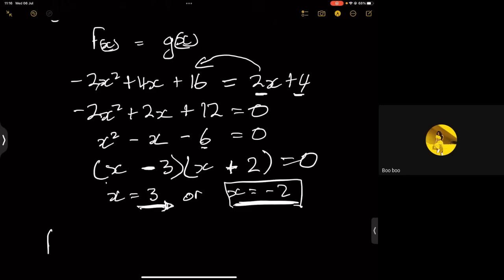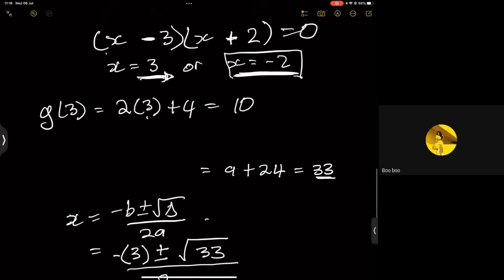So it means g of 3 is 2 times 3 plus 4. So in this case, 2 times 3, that's going to be 6 plus 4, that's going to become 10. Okay, so it means that your y value at D is 10. So in this case, it means that D has got the coordinates 3 and 10. Are you guys with me so far?